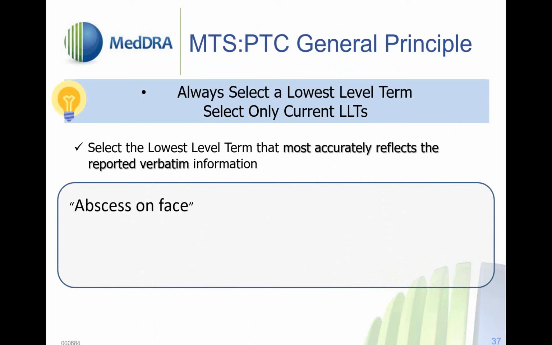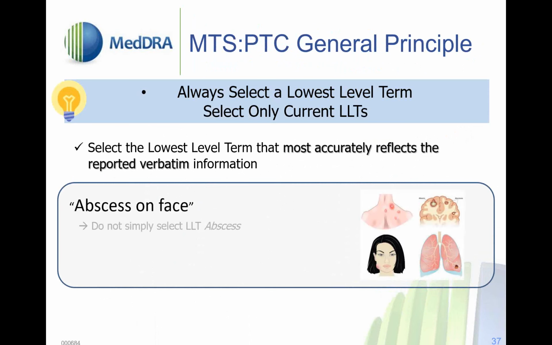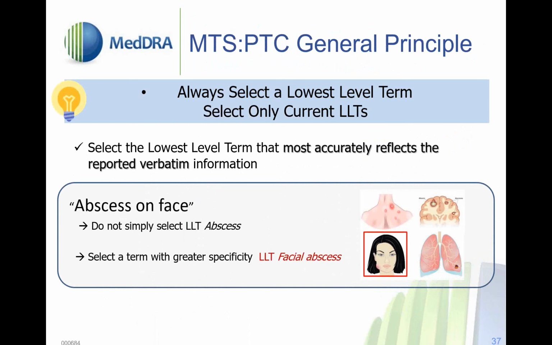So if you have a verbatim that says abscess on face, right? We do have an LLT of abscess in MedDRA, but MedDRA has a ton of other terms with abscess in them. You have abscess lung, you have abscess cerebral, abscess on the back, abscess in the kidneys, abscess in the liver. So if your verbatim has a specified location for the abscess, you might be able to find that in MedDRA. And in MedDRA, abscess on face does not exist, but facial abscess exists.